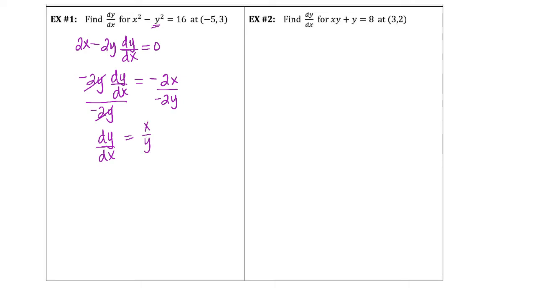And now they want us to evaluate this at our point negative 5, 3. So to evaluate this, be careful with your notation. dy dx evaluated at the point negative 5, 3 is going to be negative 5 over 3.